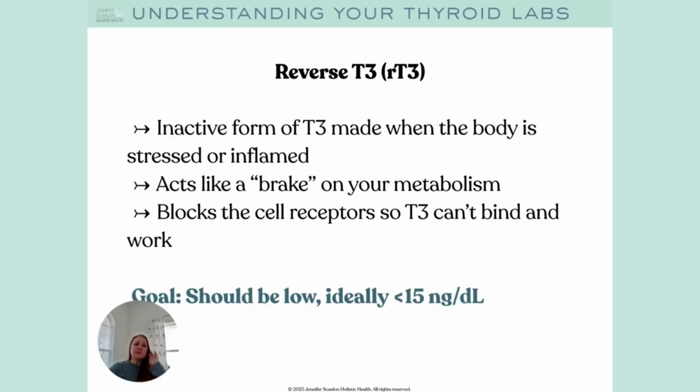Ideally, we want our reverse T3 to be super low, ideally less than 15 nanograms per deciliter. Some say less than 9. 9 to 23 is a range I've heard recently, but basically we don't want a lot of reverse T3 around because that means our body is slowing down our metabolism for some reason.